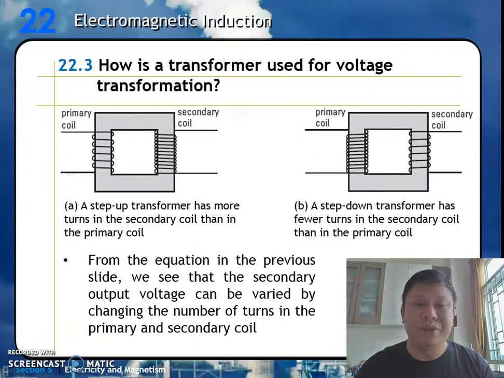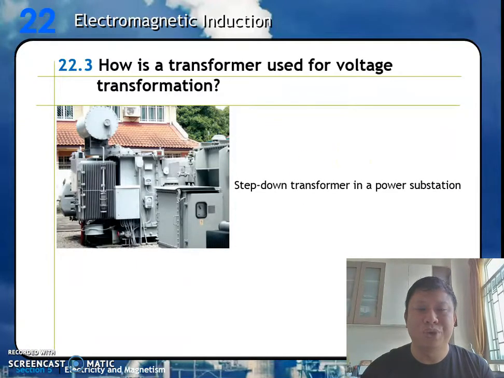From the equation in the previous slide, the turn ratio equation, we can see that the secondary output voltage can be varied by changing the number of turns in the primary coil and the secondary coil. In diagram A, this shows the step-up transformer. It has more turns in the secondary coil than in the primary coil. In diagram B, this is a step-down transformer. It has fewer turns in the secondary coil as compared to the primary coil. This picture shows a step-down transformer in a power substation.